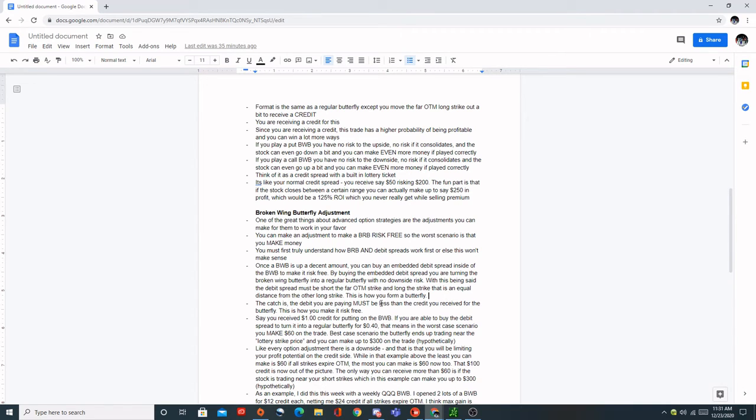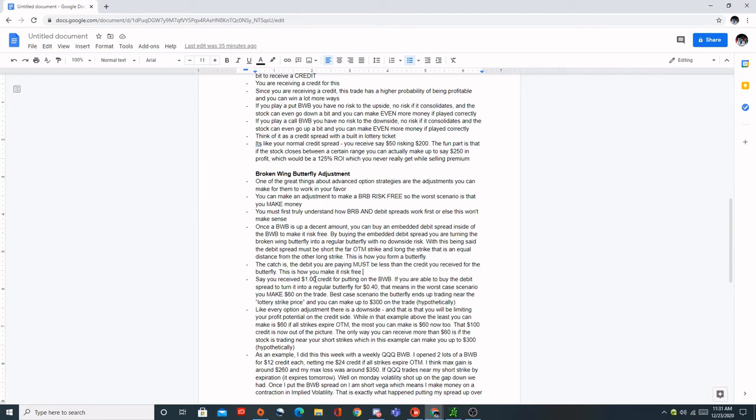So this is how you form a butterfly. The catch is the debit you are paying must be less than the credit you received for the butterfly. This is how you make it risk-free. I'm going to go over this for you. Say you receive a $1 credit for putting on the broken wing butterfly. If you are able to buy the debit spread to turn it into a regular butterfly for $40, this means in the worst case scenario you will make $60 on the trade.